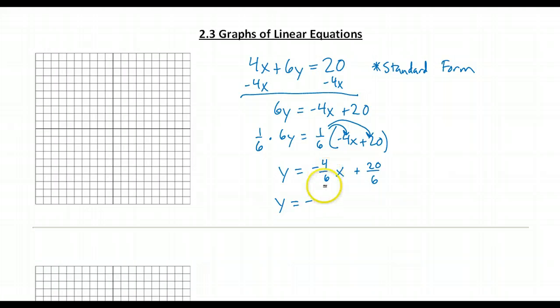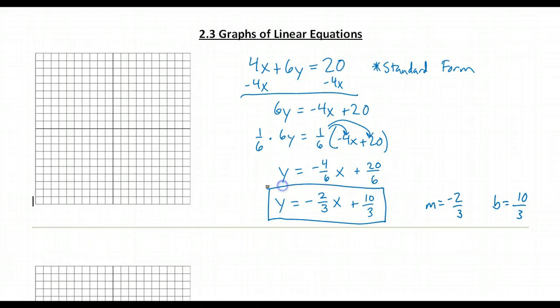4 and 6 are both divisible by 2, so it simplifies down to negative 2/3 x plus 20 divided by 6. Both of these are divisible by 2, simplifies down to 10/3. So the slope of this line is negative 2/3, and the y-intercept is 10/3. The reason we want this line written in slope-intercept form is so we can identify these two numbers quickly.